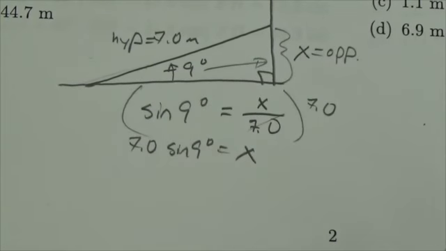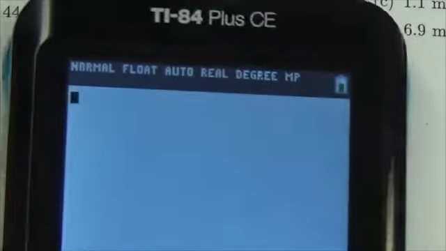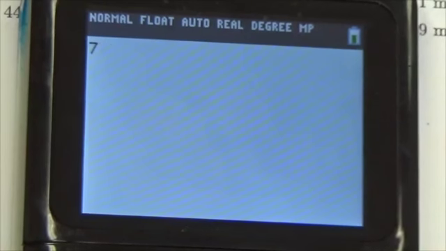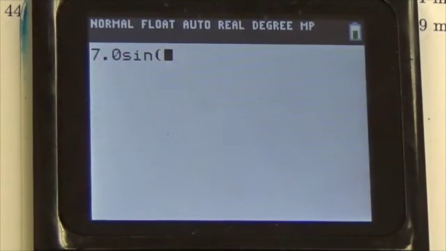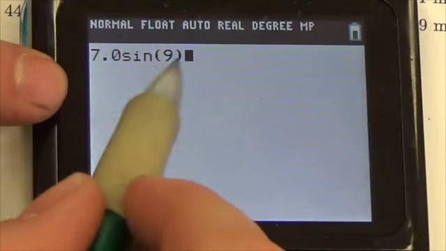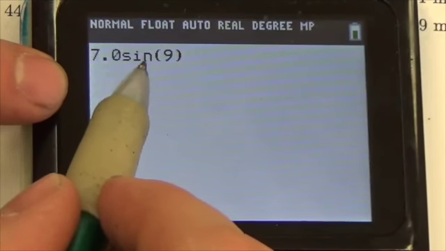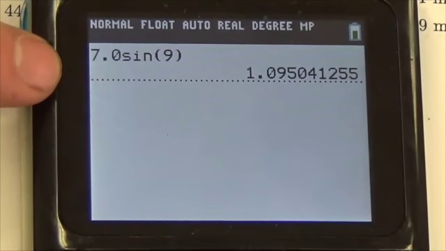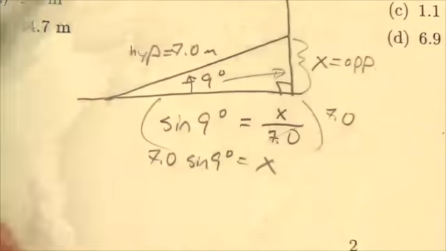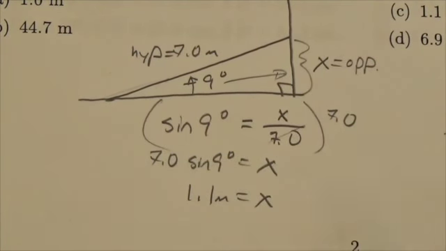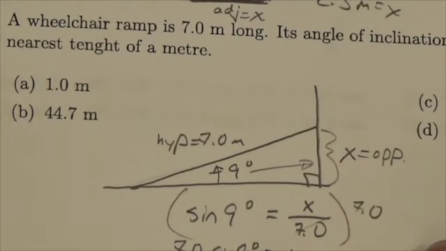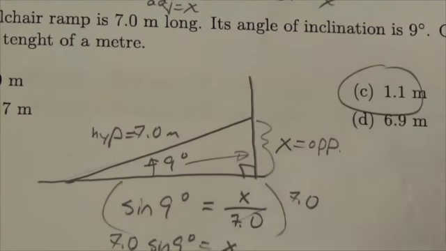And now I just have to evaluate that. So I'll go to my calculator. So 7.0 sine, and again, this time we're using the sine ratio, not the inverse sine, because I want the calculator to give me the value that is the ratio of the opposite side and the hypotenuse. Press enter, and I'm getting 1.1 to the nearest tenth. 1.1 meters. So now I look up at my options here, and there it is in C, 1.1.